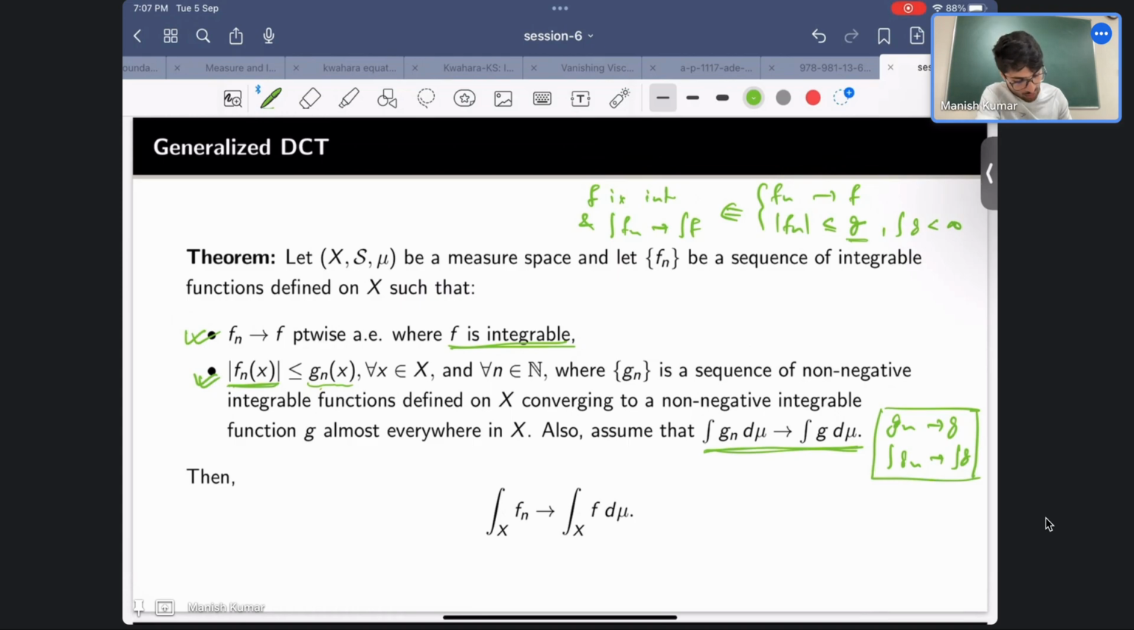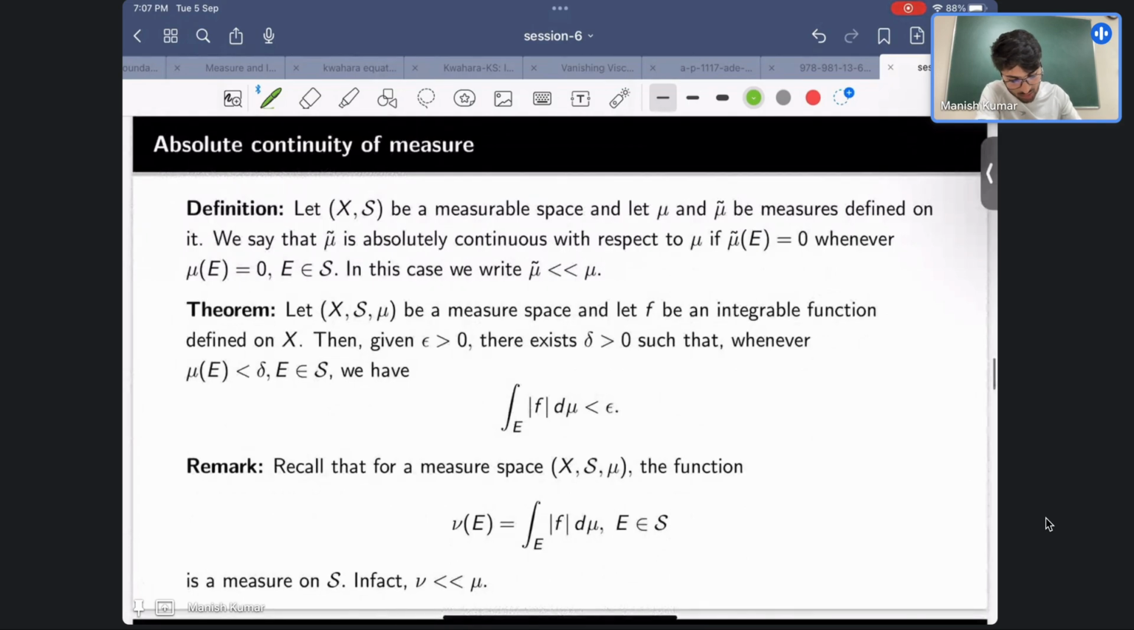If it's fine, then let's proceed to the notion of absolute continuity of measure. Suppose you have two measures, mu and mu tilde. You say that mu tilde is absolutely continuous with respect to mu if mu tilde of E is equal to 0 whenever mu of E is 0. You will see this later on in detail. For now, just understand this definition: if the measure of some set with respect to mu is 0, that should imply that mu tilde of E is also 0.